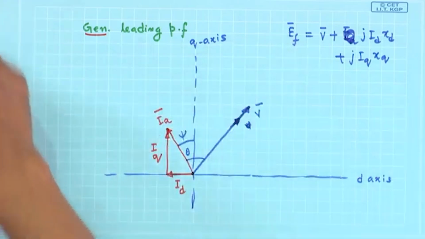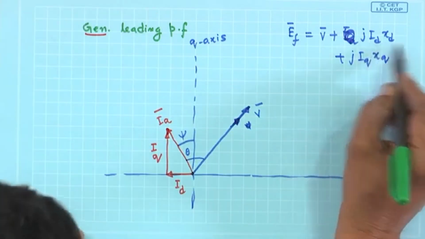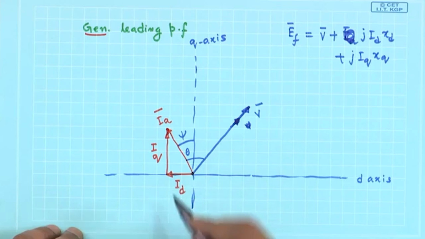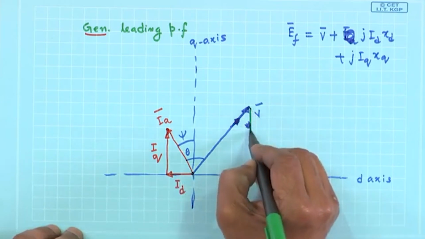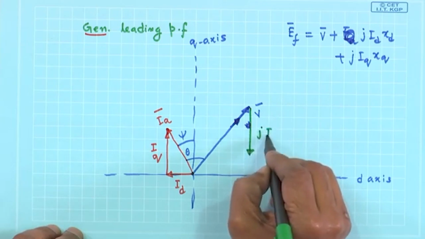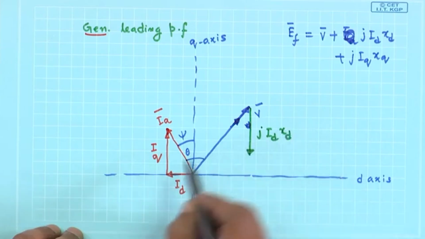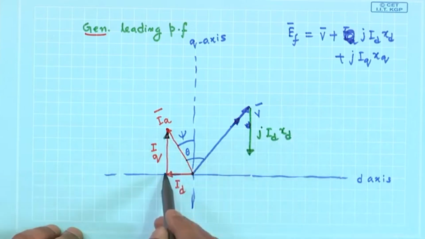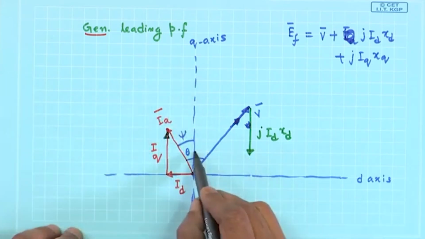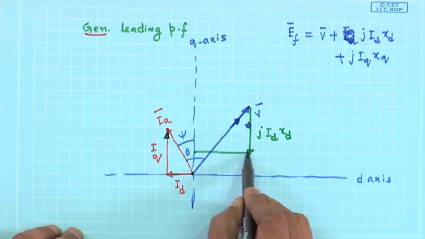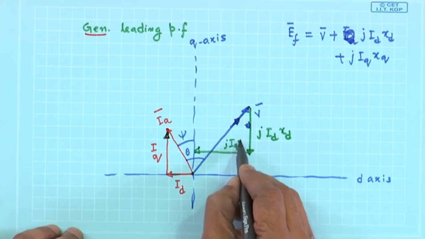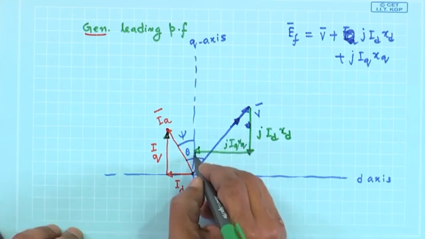So, what will be the thing? V plus J ID XD. ID is here, J ID will be there below. So, V plus J ID XD. IQ is along this, J IQ XQ will be 90 degrees leading IQ. So, this plus this J IQ XQ, and then this will be your EF.